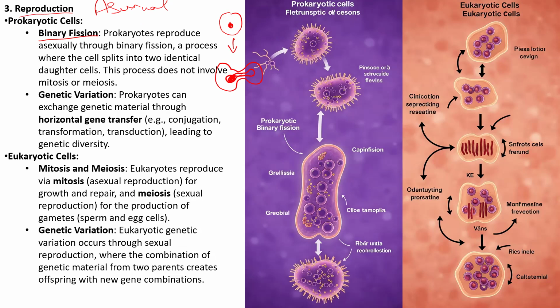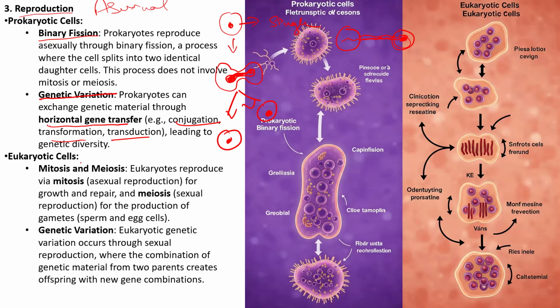Here the central part, the nucleoid, is divided into two equal daughter cells. They are identical daughter cells. Why are they identical? Because you can't see much genetic variation here, as a single parent is involved in the reproduction. Some variation you can see through horizontal transfer, in the form of conjugation, transformation, and transduction. In conjugation, a cell uses a sex pilus to transfer genetic material to another cell of the same species, and there you can find genetic variation.